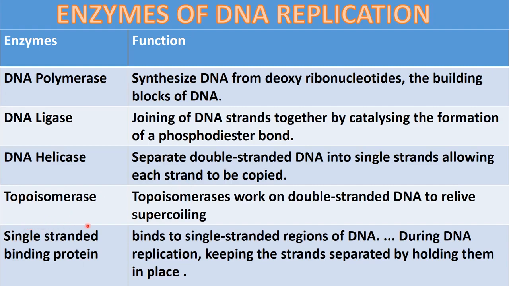Then the next enzyme is topoisomerase. As you know, the double helical structure of DNA is like a rope. When you open up a rope from one end, supercoils are formed on its other end. Those are called negative supercoiling. You can try it at home. Just try to open up a rope from one end, and you will see that there will be negative supercoiling on the other end. So to remove that negative supercoiling, the topoisomerase enzyme is present here. Topoisomerase works on double-stranded DNA to relieve supercoiling.